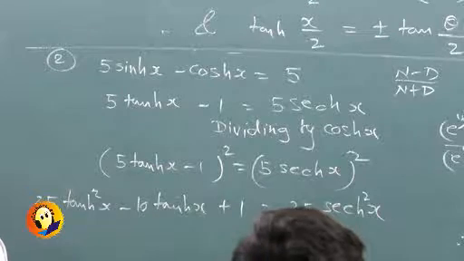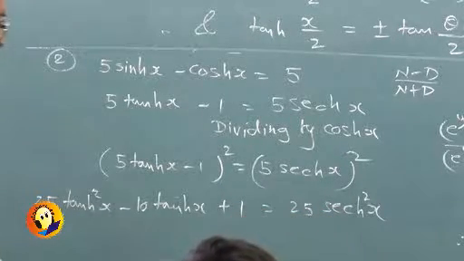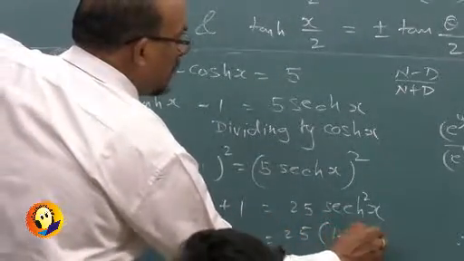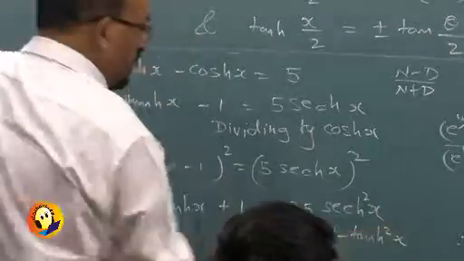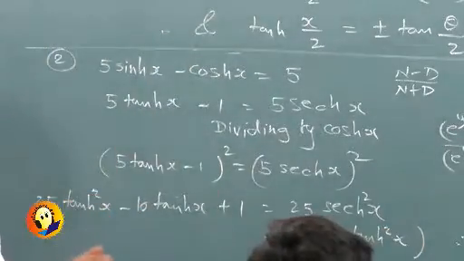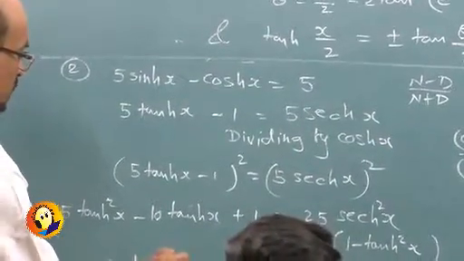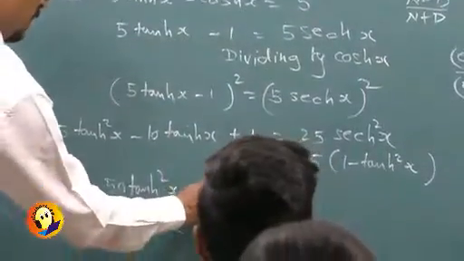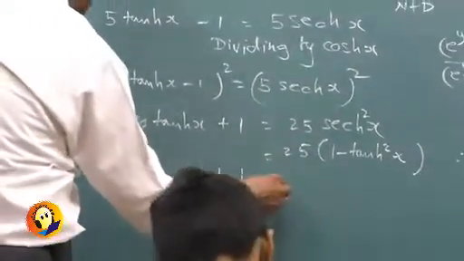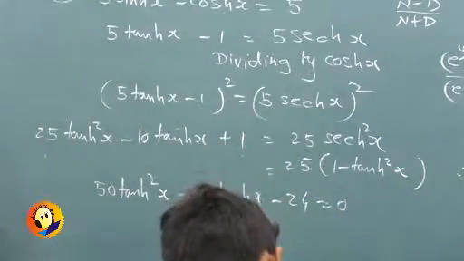And what formula we have? Sec square is 1 plus tan square. So this will be 25 into bracket 1 plus tan square x. So if we take it on one side, we will have 50 tan square x minus 10 tan x minus 24 equal to 0. Solve this quadratic and get the value.